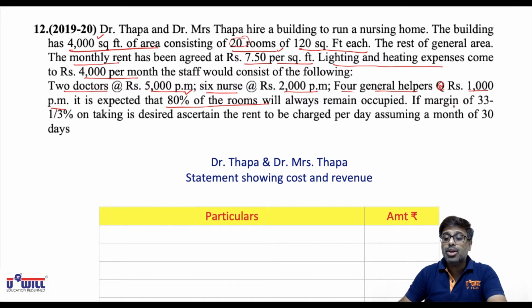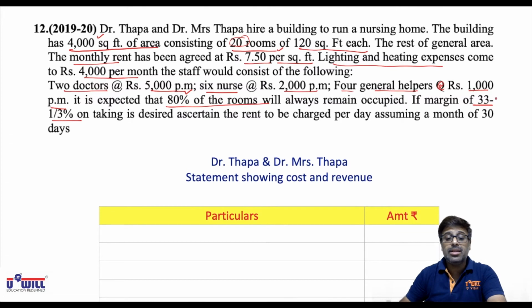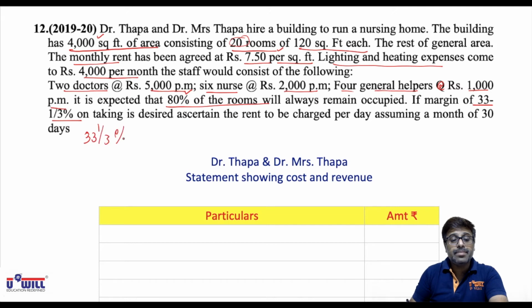Now there is a margin of 33 1/3 percent. What is this 33 1/3 percent? Do all of you understand it? 33 1/3 percent means 33 into 3, 99, plus 1, 100, divided by 3. Percent means per 100. So finally it comes to 1/3 only. When they say 33 1/3 percent, it simply means 1/3.